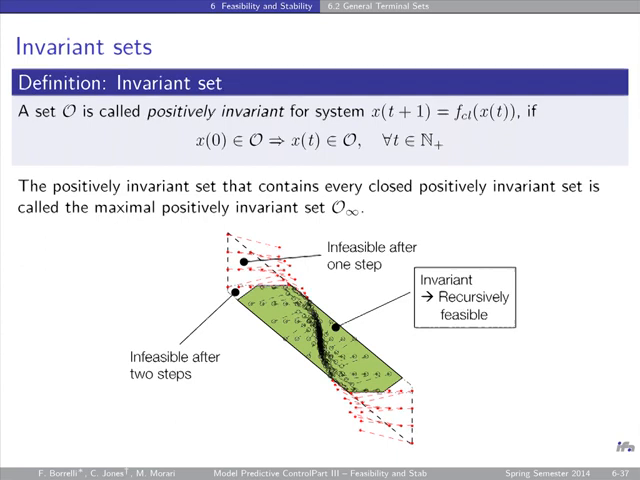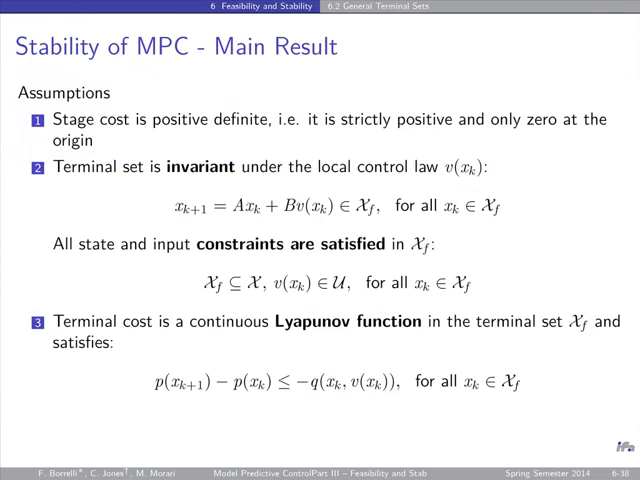Let's close the parentheses and go back to the MPC and our main focus, which is stability and feasibility. Here is the main result. There are three main assumptions. First one, very simple, we have already discussed this. The stage cost is positive definite, meaning strictly positive definite, and zero at the origin: x transpose Qx plus u transpose Ru satisfies that.